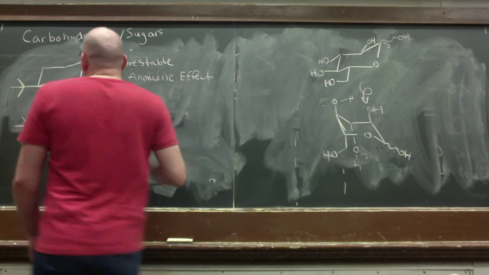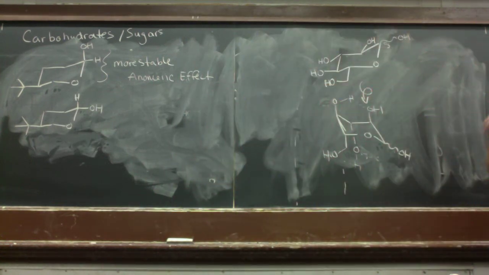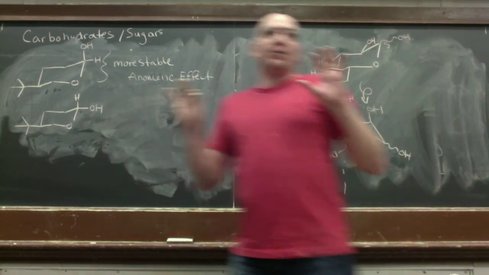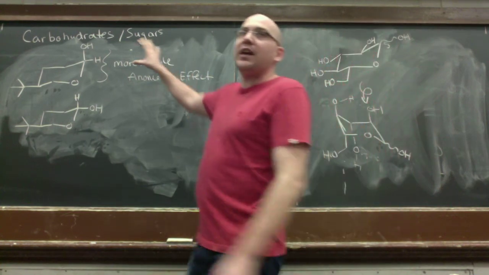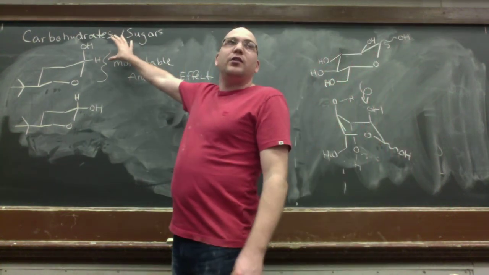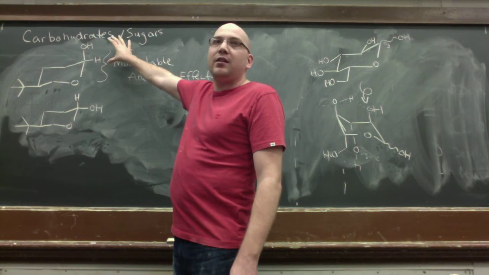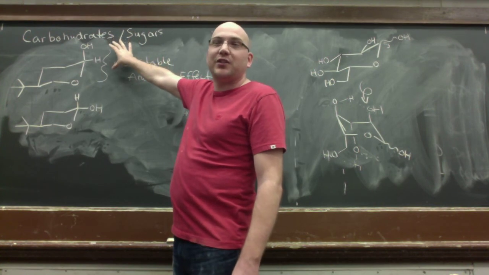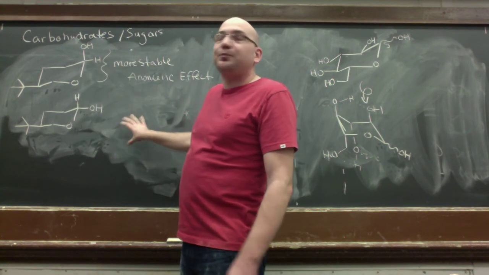But I like this. I like teaching this. I don't think this is in your book. I think your book might actually suggest otherwise. Your book's wrong. The anomeric effect is something that's real. It's a way to explain why very often you will get acetals that have a propensity to adopt this conformation as the thermodynamically most stable compound. It's not a kinetic argument. This is actually more stable than this here.